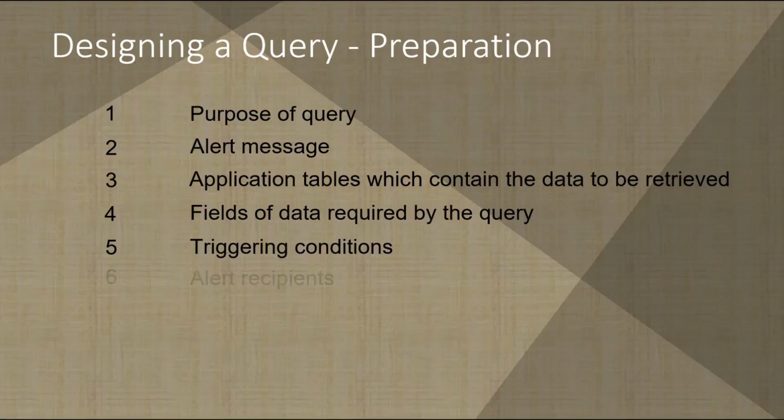And finally, the last item is to identify the alert recipients. Remember, if the recipient of the alert comes from the record, then the query must include the fields that contain that information, such as the sales rep name and the sales rep email address, as mentioned earlier.